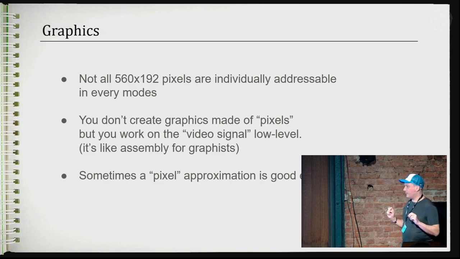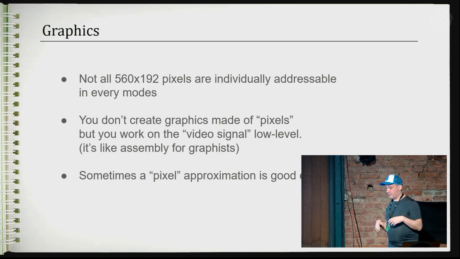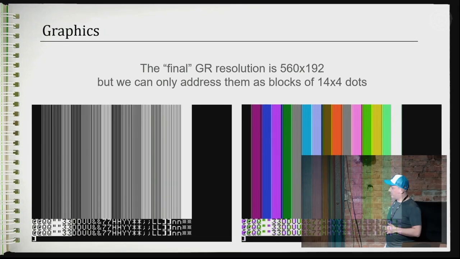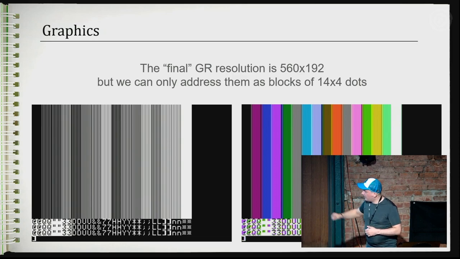And sometimes, for some effects, you can just consider that, for example, 4 dots is 1 color pixel, so you will get some issues, but it works. It could look okay. This is one example. This is a low resolution with 4 lines of text. The final resolution, like you can see on the right, is 560 by 192, but the low resolution is 40 by 48, so you can address that only as blocks of 14 by 4. You cannot change every pixel individually in this mode. And those are the colors you can get. Of course, you see that there's a lot of interference between colors when you change colors.